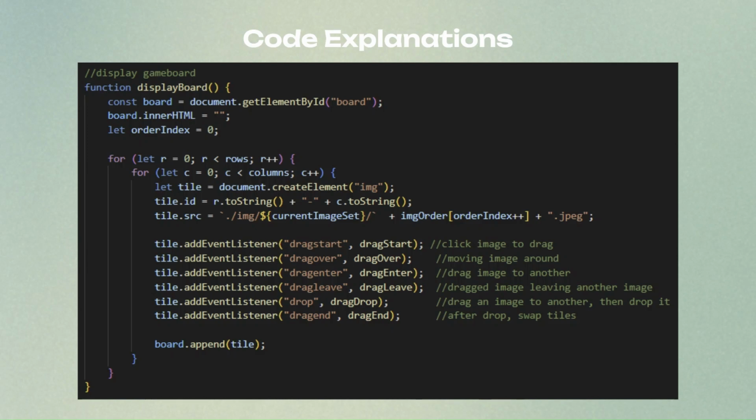Next, we have the display board function, which generates the game grid based on the image order variable by assigning each tile its appropriate image and ID. It also adds the drag and drop event listeners to each tile, which allows the user to move the tiles around. And right here, as I said earlier, this is where the folder that the image is in will change, and then the image number that was in the image order array. So image 1.